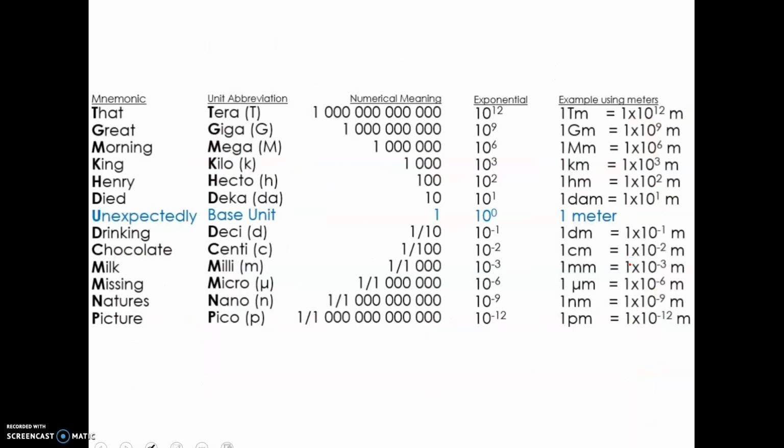All right, one way you can remember these, this actually goes all the way up to tera, but this is kind of a cute way to remember them. That great morning, King Henry died unexpectedly, drinking chocolate milk, missing nature's picture. So this is kind of a cute little way to remember them in order. We're not going to be worrying about tera or giga, but you are going to need to know these other ones. So, we're not going to worry about mega either, sorry. So if you can remember that, King Henry died. Now the unexpectedly is the base unit.